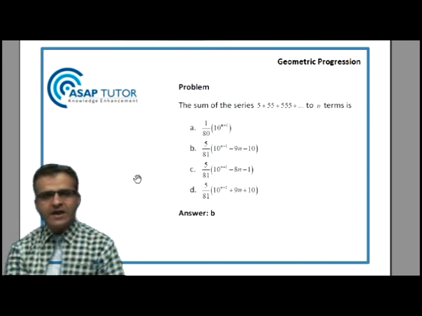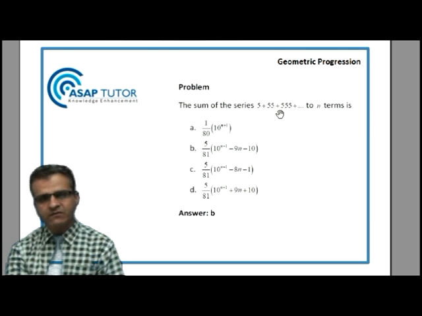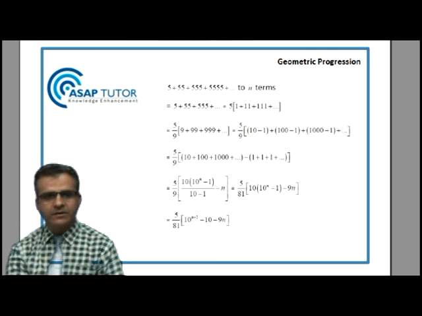Now the next one is to find the summation of the series 5 plus 55 plus 555 plus so on up to n terms, and the options are given over here. Here the correct option is B, that is 5 by 81 into 10 raised to the power n plus 1 minus 9n minus 10.